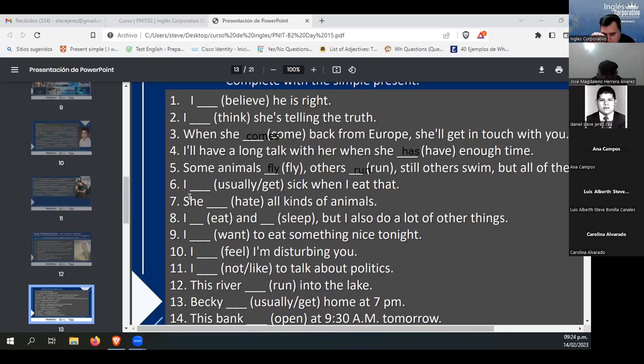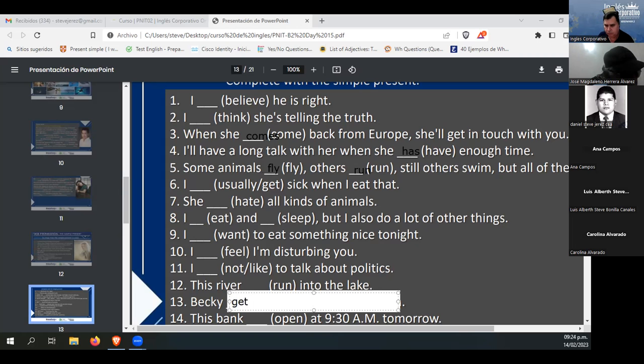No hay mucha modificación entonces. Solamente cuando es tercera persona va a cambiar el verbo, agregando S o ES. Depende del verbo. Aquí usually gets. Becky usually gets, or if you say she usually gets, or he usually gets. Eso. Usually, Becky usually gets.